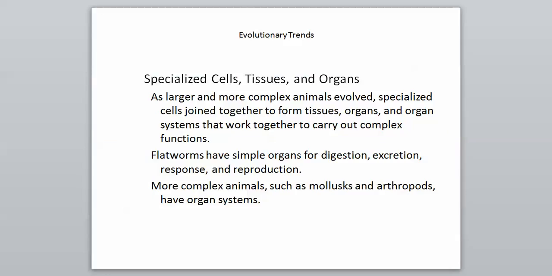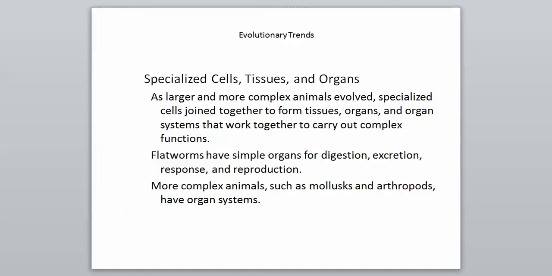And so then, going along with those trends of evolution, as larger and more complex animals evolved, specialized cells joined together to form things called tissues, which make up organs, which make up organ systems. Again, that's all review. And they work together to carry out complex functions. Flatworms, as an example of one of our earlier groups, have simple organs for digestion, excretion, response, and reproduction. So they have the most basic functions for those. Whereas with the mollusks and the arthropods, remember, their organ systems are interrelated, so theirs are going to be a little more complex.